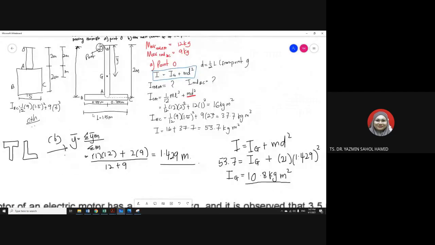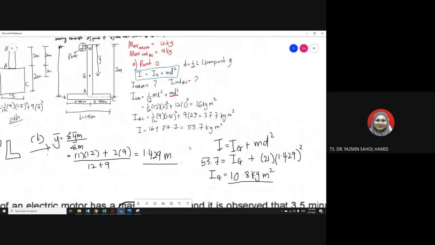Okay, untuk soalan kedua pula, dia suruh cari mass center of G. Nah, untuk cari mass center of G, okay, so formula sama, I equals to IG plus MD square. So, I tadi kita dah dapat 53.7. Apa dia suruh cari ialah mass center, dia suruh cari mass center of G. Maksudnya dia suruh kita calculate IG. So, kita kena jadikan IG ni sebagai tajuk rumus.